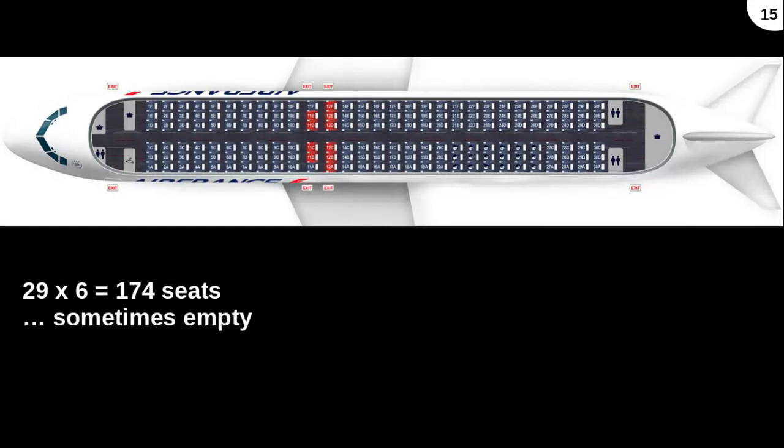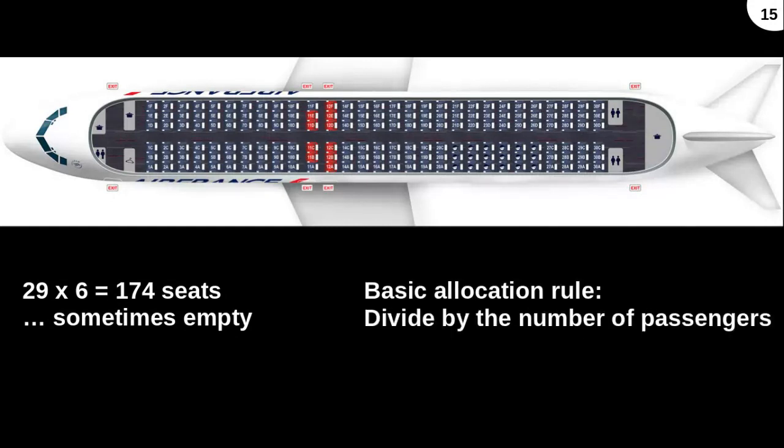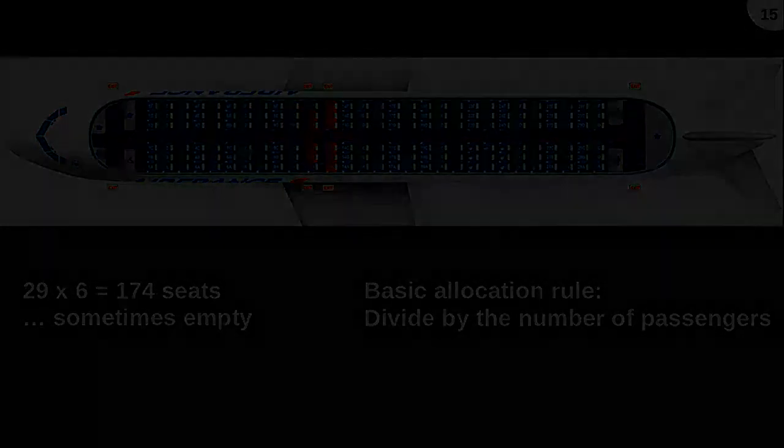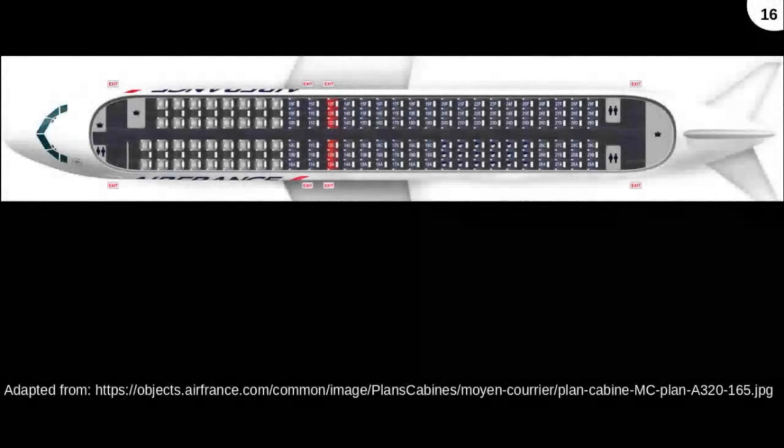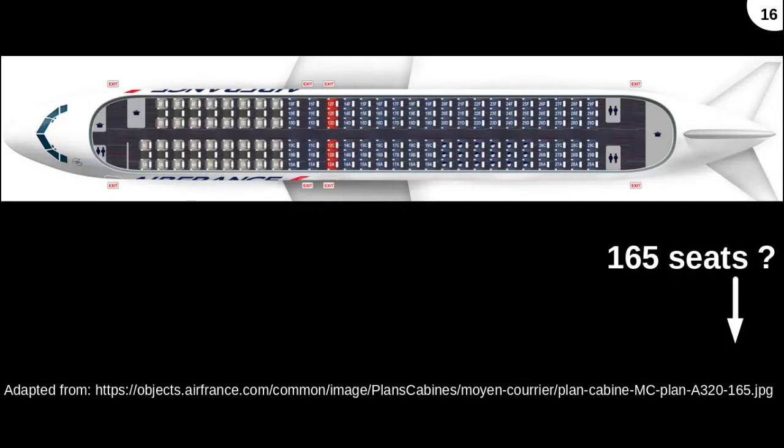But some seats may be empty. In this case, passenger carbon impact will be higher. A basic allocation rule divides the carbon impact of the flight by the number of passengers. Now let's have a look at another A320. You could expect 165 seats, but you will count 148 seats.